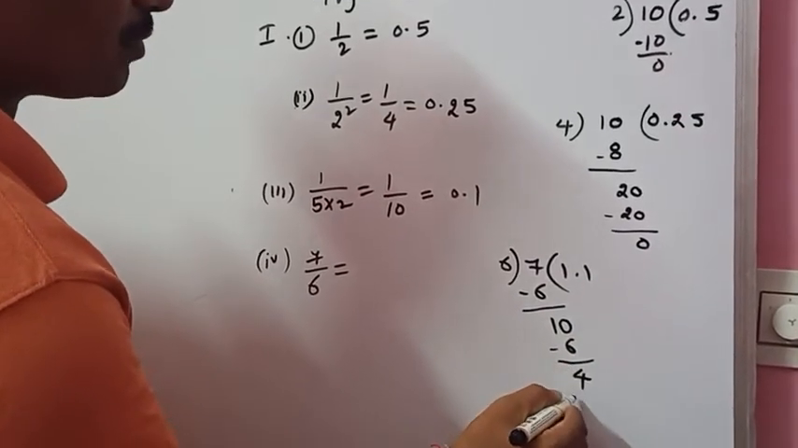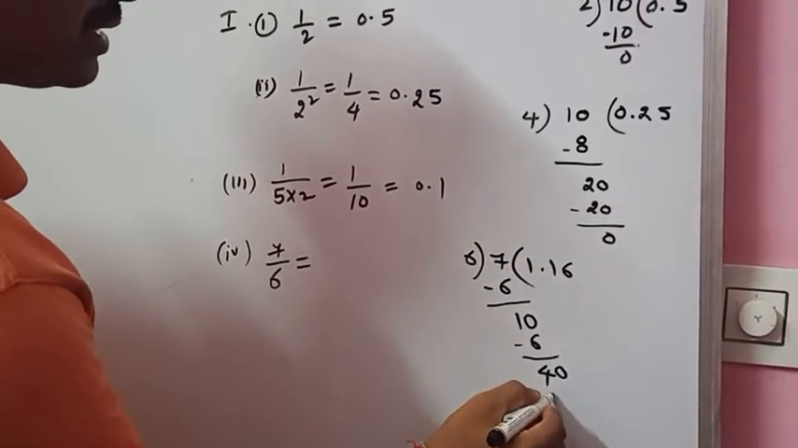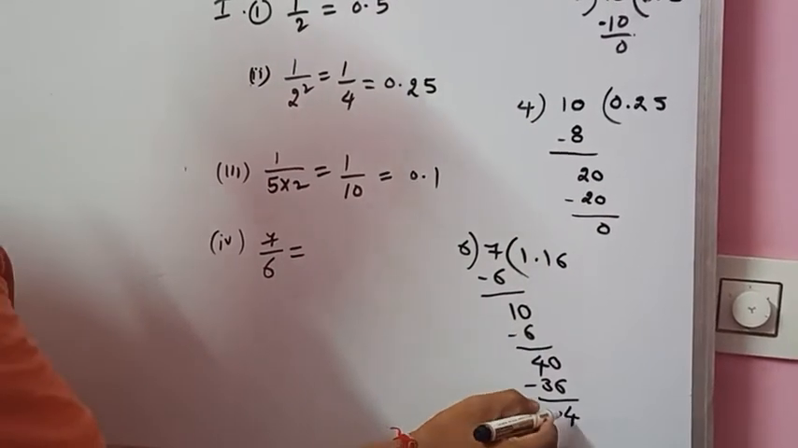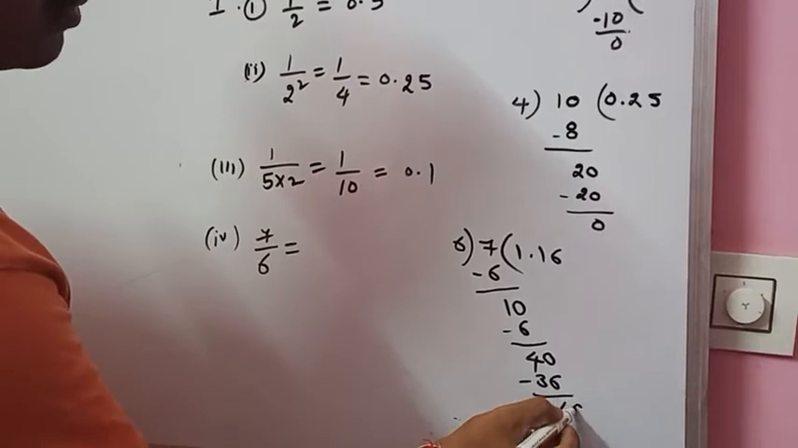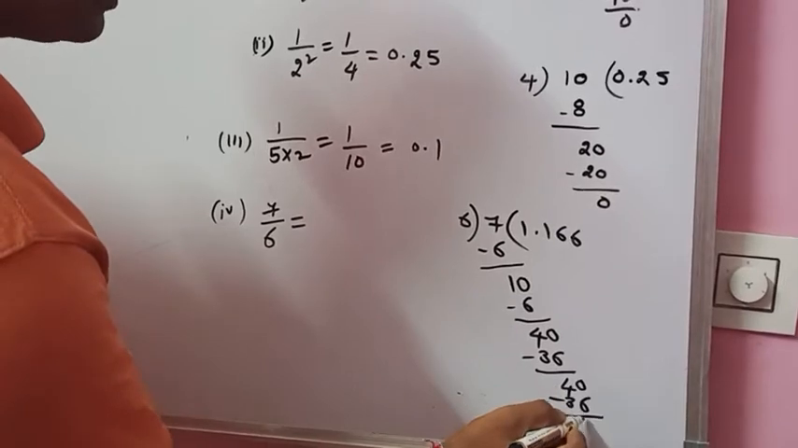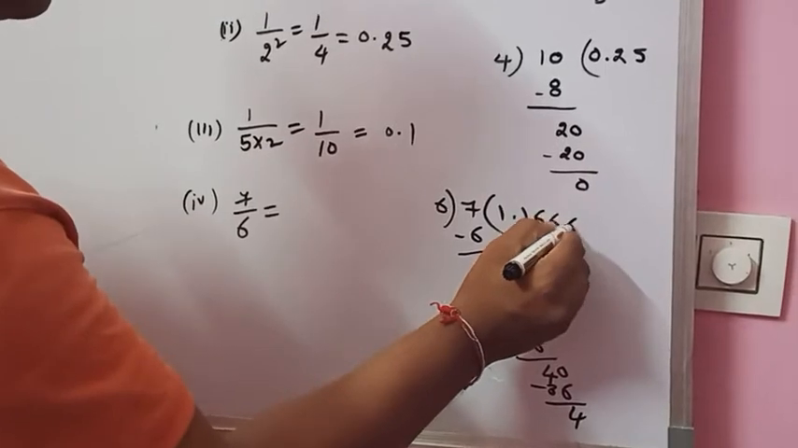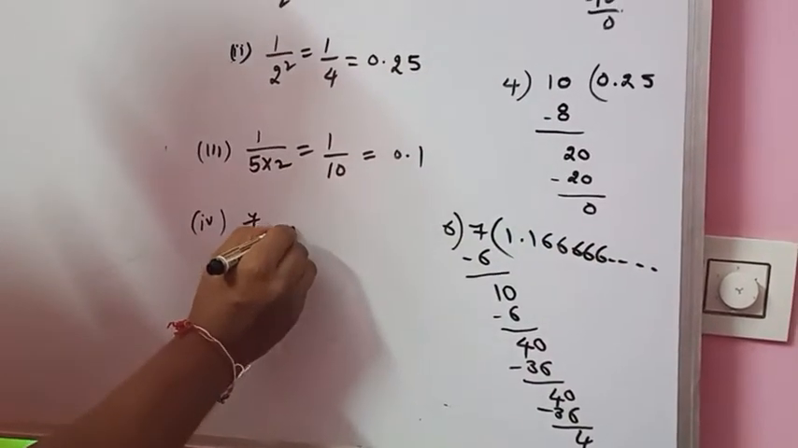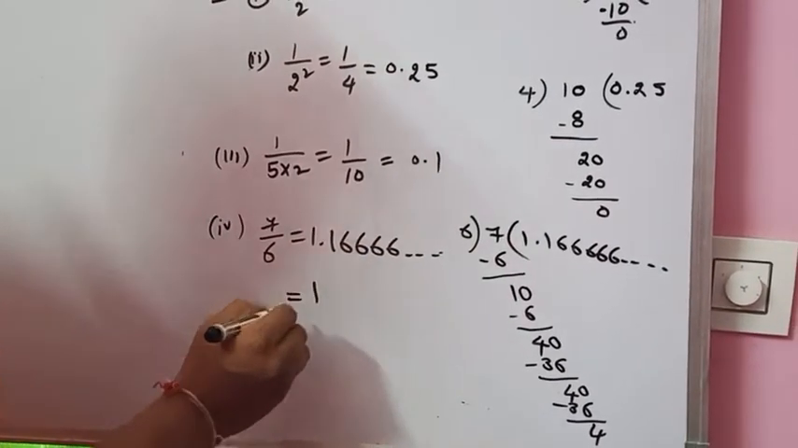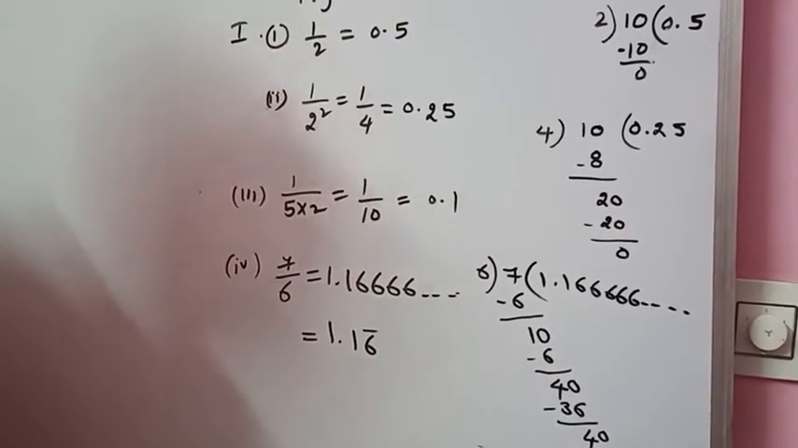10 minus 6, 4. Again put here 0. Now 6 6s are 36. 40 minus 36, again 4. Smaller than 6, put 0. 40. 6 6s are 36. 40 minus 36, 4. So 4 is repeating. That means in the quotient 6 will be repeated. So that is 1.16666. What is repeating? 6 is repeating. So that is 1.16 with a bar.